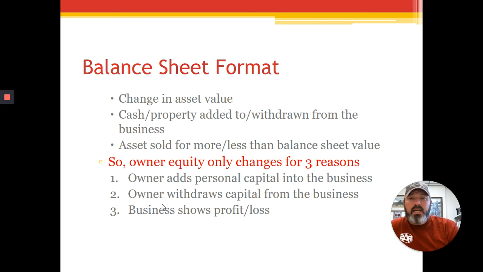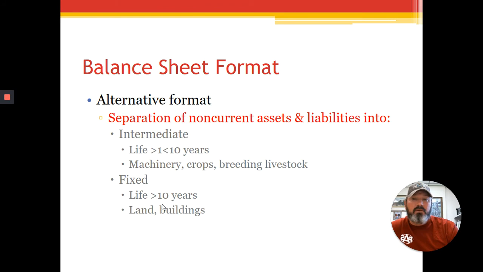Maybe you have a change in the asset value. Maybe we withdrew some cash from the farm business checking account and put it in a different account. Or maybe we deposited some cash into the farm business account. So there's a number of different reasons why equity changes, but we can generally summarize them into three. We add personal capital to the business, we withdraw personal capital from the business, and the business shows profit or loss. So generally, that's what makes the balance sheet move one way or the other.